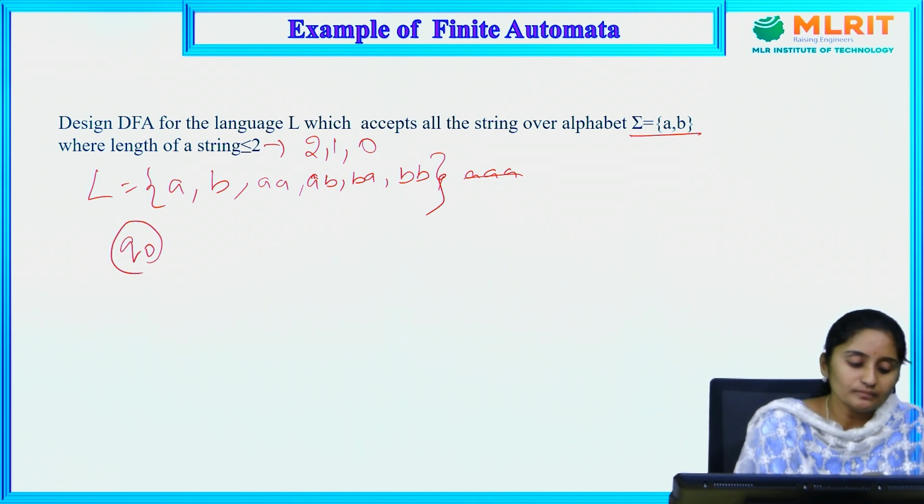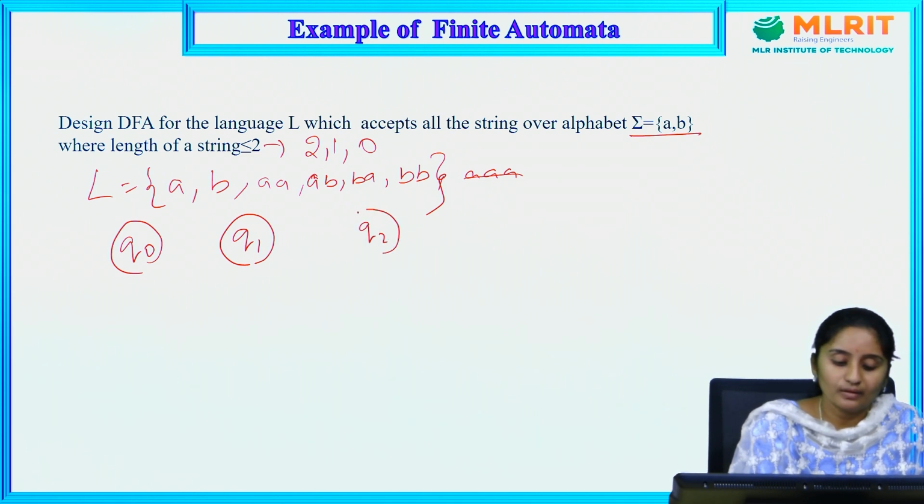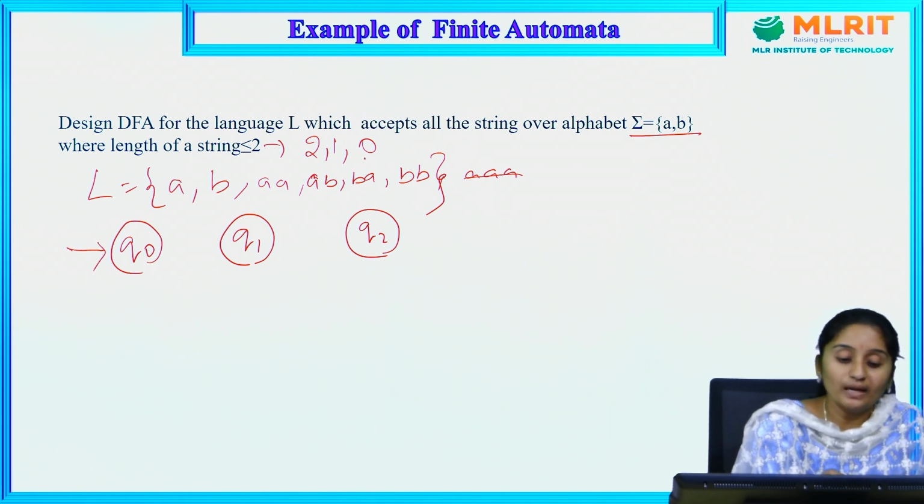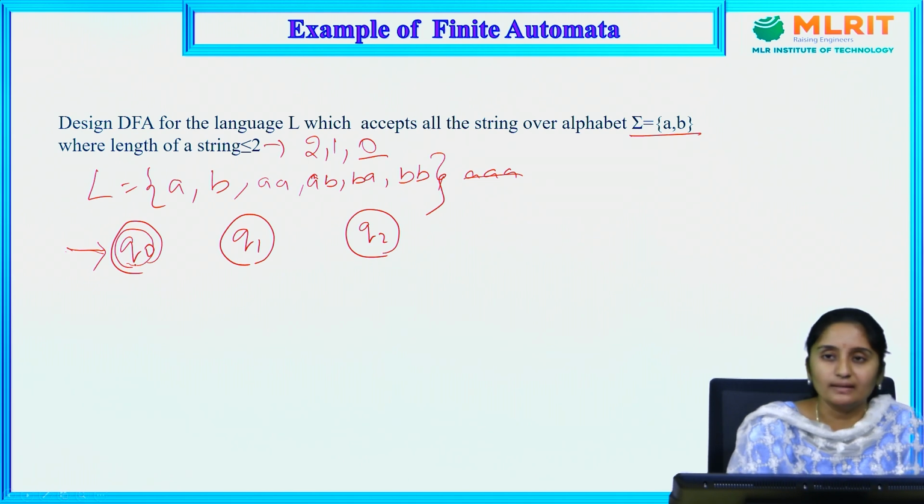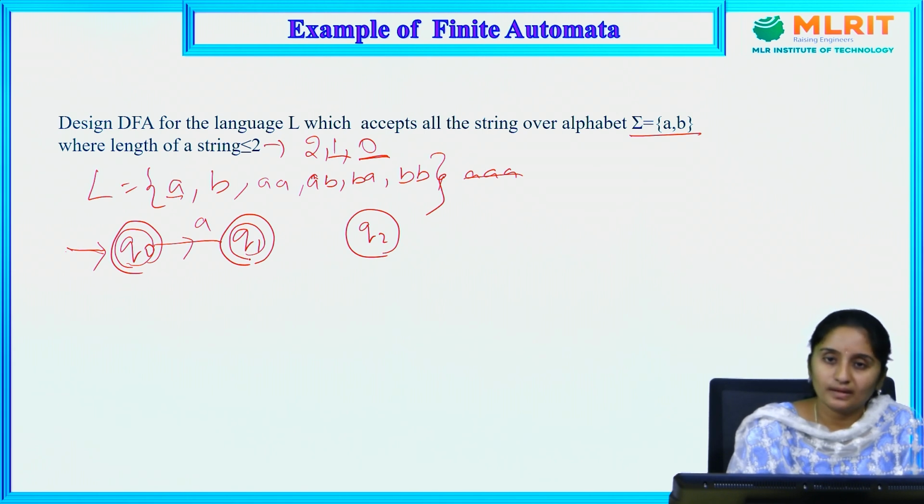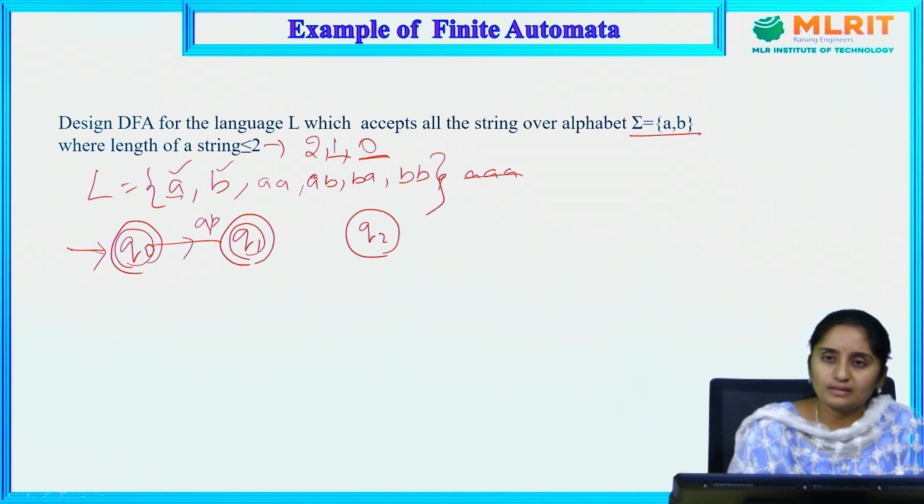Q0, Q1, Q2. So, let me check. This is my starting state. When I have a 0 length string, it starts in the starting state and it will be my final state. It will be my final state if the length of the string is 0. The next length of the string is 1, which is nothing but Q0 on A, it is moving to Q1. This is also my final state when I have a 1 length string. Next B, Q0 on A comma B, so this is the Q1. This string is accepted.